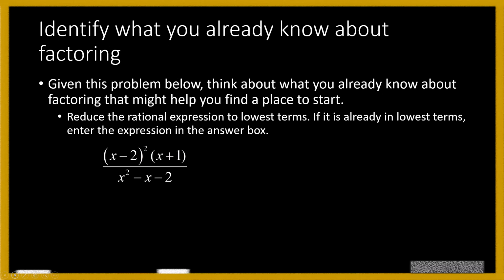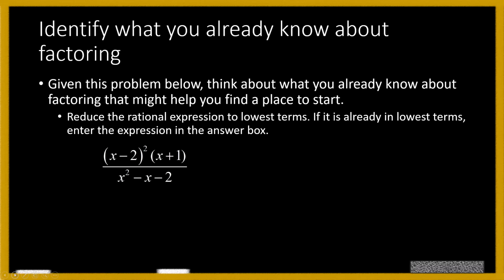So here's a problem. Given this problem below, think about what you already know about factoring that might help you find a place to start. So here's the homework question that says, reduce the rational expression to lowest terms. If it is already in lowest terms, enter the expression in the answer box. So here's one that doesn't fit any of the samples in the book or the videos. A student is looking at it and not sure where to even begin.